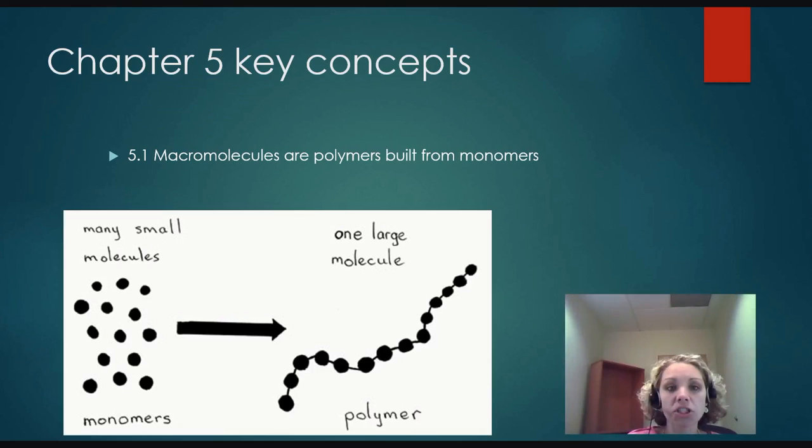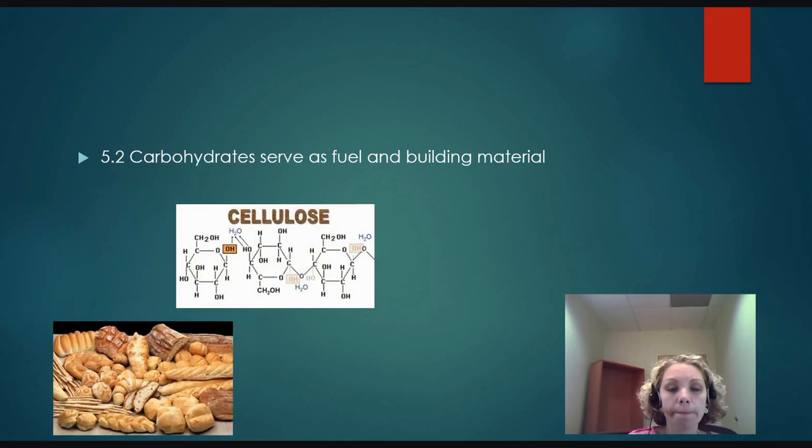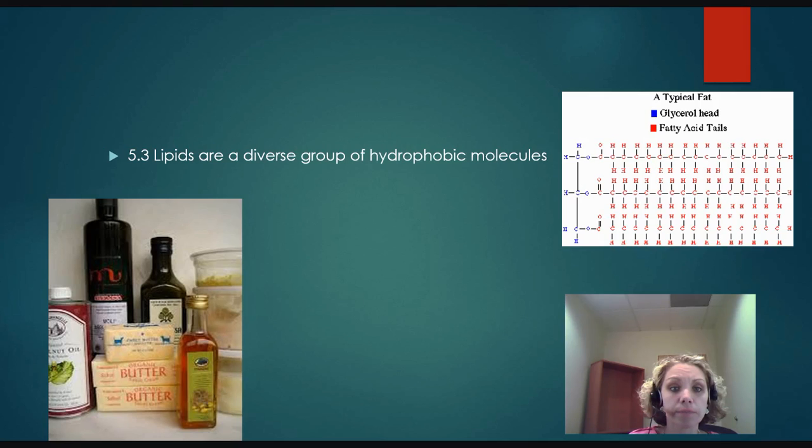The first section of Chapter 5 is about macromolecules. Macromolecules are polymers built from monomers. The second key concept is that carbohydrates serve as fuel and building material. So we're going to focus on what carbohydrates are made up of and the different types of carbohydrates and their functions in living things. The third concept is that lipids are a diverse group of hydrophobic molecules.